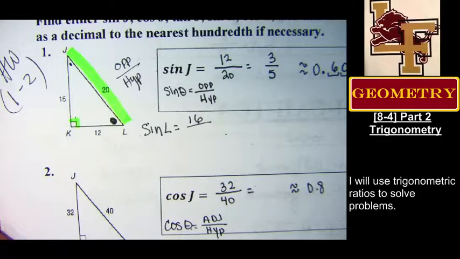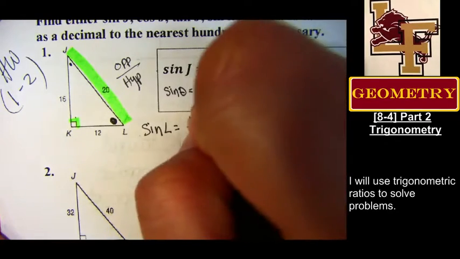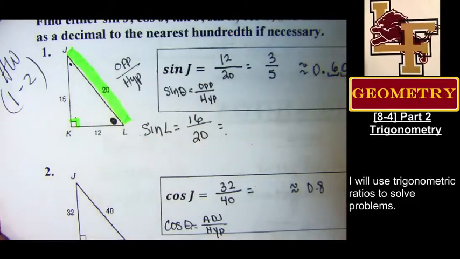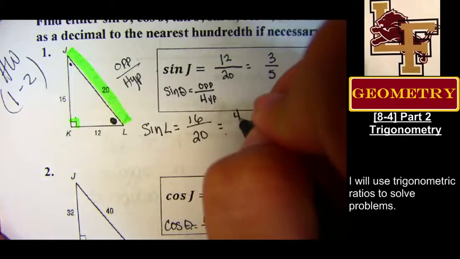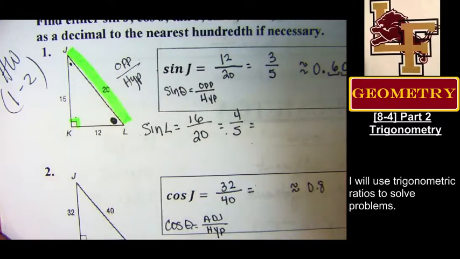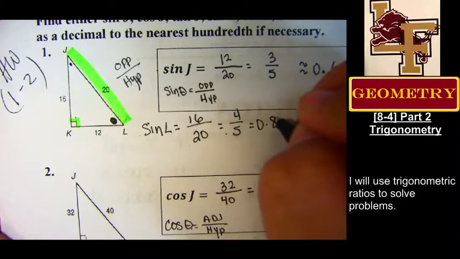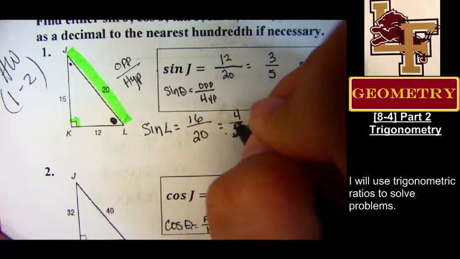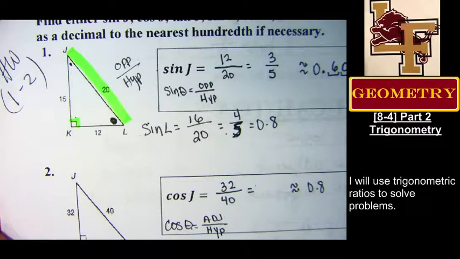I'm in our notes again, number 1. And the hypotenuse of my triangle? 20. Okay, I can reduce these down. And then stick that in the calculator. And I'm done.